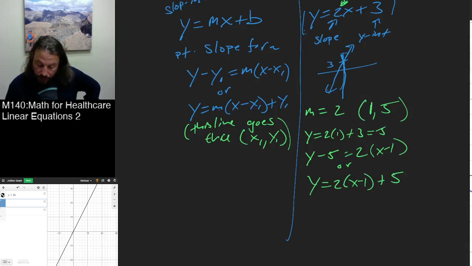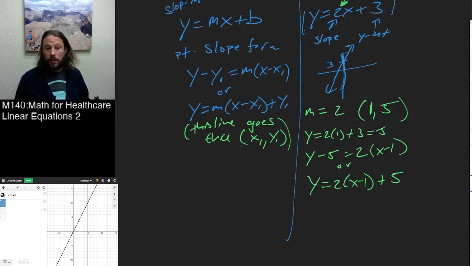And we could check, would that be the same as the slope-intercept form? We see 2x minus 2 plus 5 gives us y equals 2x plus 3 if we were to solve that. So that's the point-slope form.